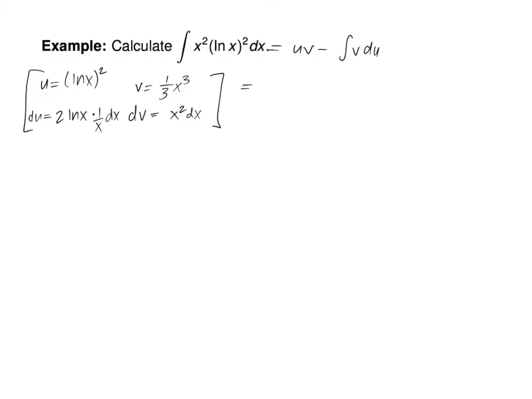So uv is 1/3 x cubed times ln of x, the quantity squared.